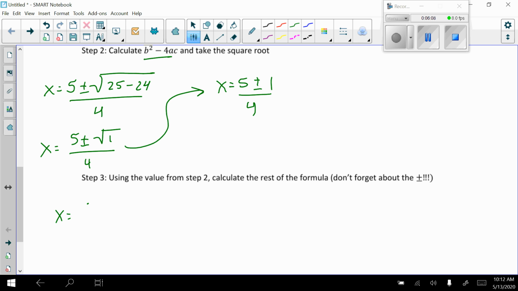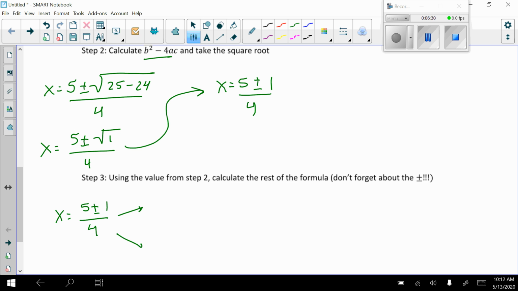We have x equals 5 plus or minus 1 over 4. Okay, so now I'm going to calculate this. I have to understand what this plus or minus does, though. The plus or minus is really giving me two different scenarios. Okay, it's saying 5 plus 1 or 5 minus 1. So it's giving me two different problems, basically, to solve.